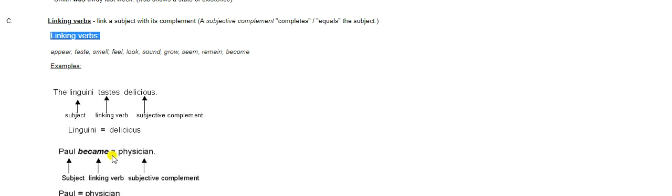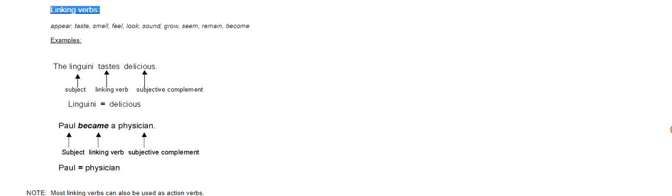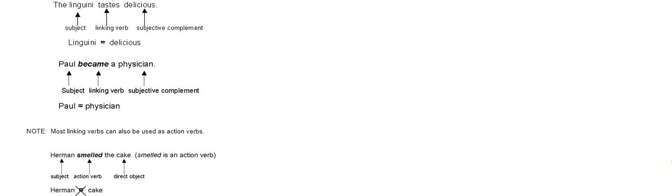All right, Paul became a physician. So the subject is Paul, because that's what is doing the verb. What did he do? He became. What did he become? A physician. So always, they call these linking verbs because it's linking the subject here, in this case Paul, to something else over here, in this case physician. It's linking those two words together. And up here it's linking linguine with delicious. You're all craving pasta now, right?